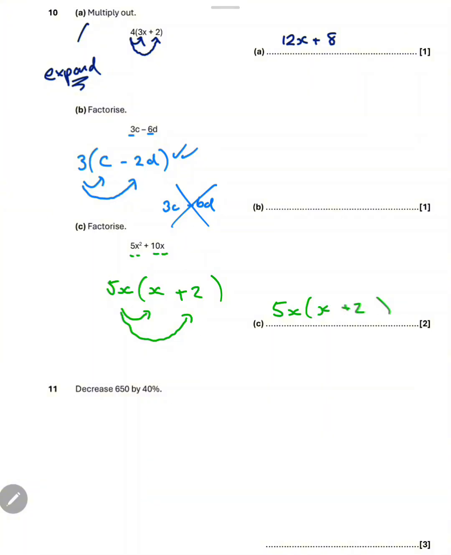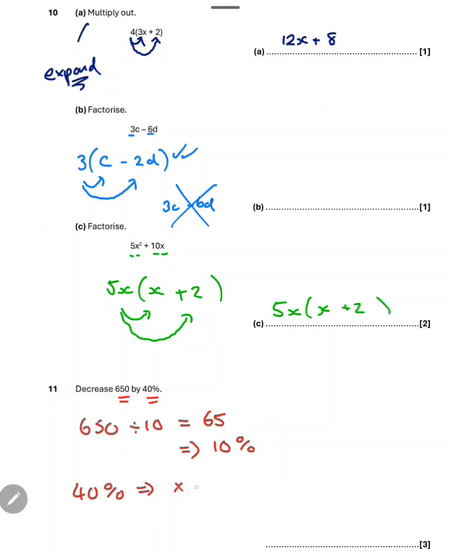Question 11, we've got some percentage work to do. We're going to decrease, so come down by 40%. Lots of ways to do this, and you've got a calculator, don't forget. So I'm going to do it the old school way. I'm going to say, well, 650 divided by 10 is 65, and that is 10%. So 10% is 65.